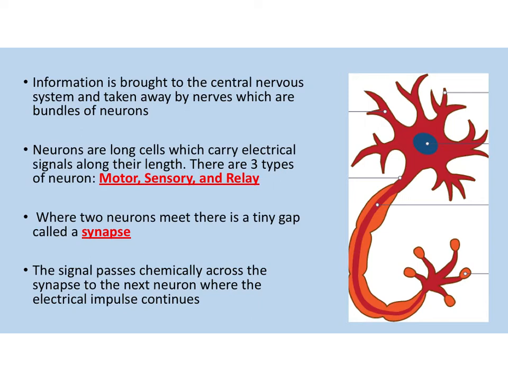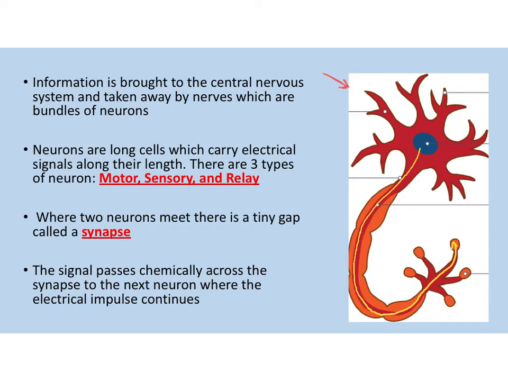Information is brought to the central nervous system and taken away by nerves, which are bundles of neurons. So a neuron is this picture on the side of the page. Neurons are long cells which carry electrical signals along their length. These electrical signals are called impulses. So I'll just show you here that the impulse would go down the length of the neuron and out to one of the tips like that. So that's how the impulse would travel through the neuron.